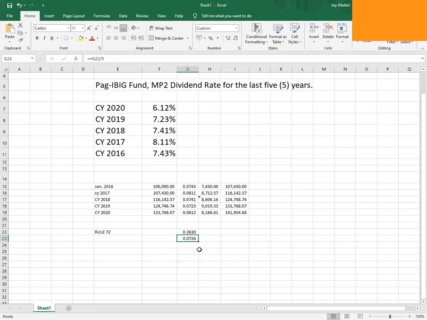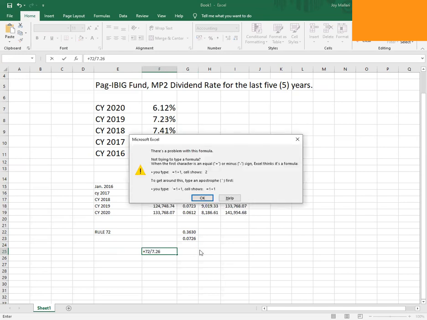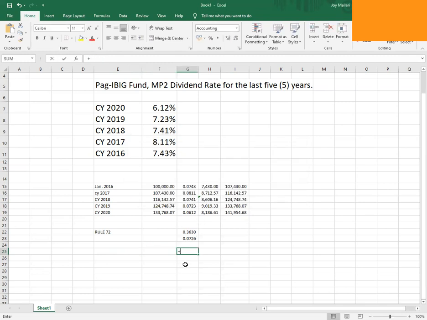Assuming this trend will continue, how many years would it take to double your money? Let's say you want to double your 1 million pesos. You just need to divide 72 by 7.26. 72 divided by 7.26 will take 9.92 years, so less than 10 years, if the average return of your investment is 7.26%.